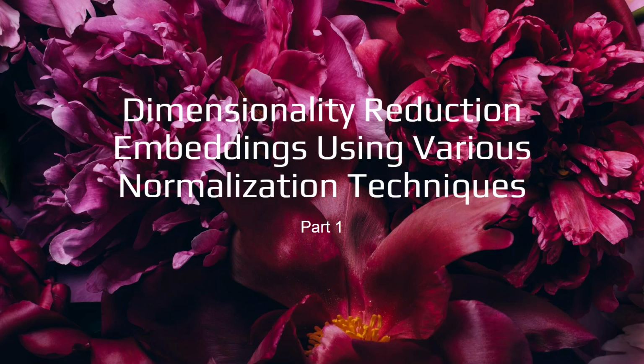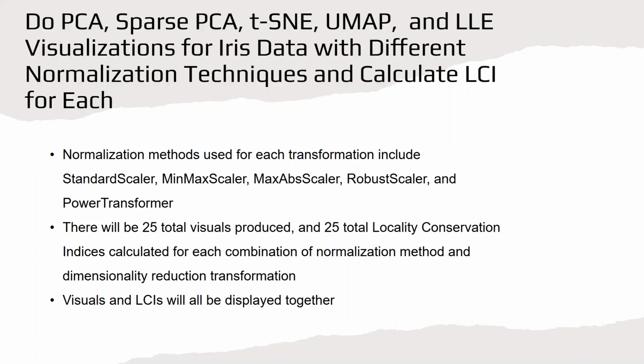So first off, we're going to start with dimensionality reduction embeddings using various normalization techniques and checking out how these different normalization techniques and embeddings will work for the iris data. The different embeddings we are going to do are PCA, sparse PCA, TSNE, UMAP, and LLE, which stands for local linear embeddings. We're going to visualize all of these for the iris data, using 5 different normalization techniques on each, and also calculate the LCI for each of these as well. So there will be 25 total visuals produced and 25 total locality conservation indices calculated for each combination.